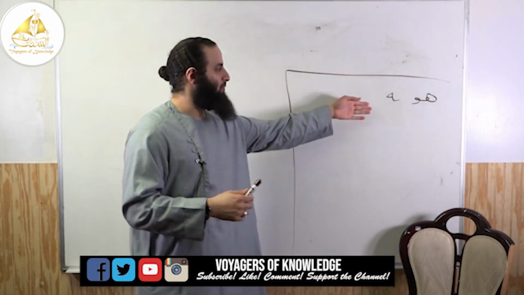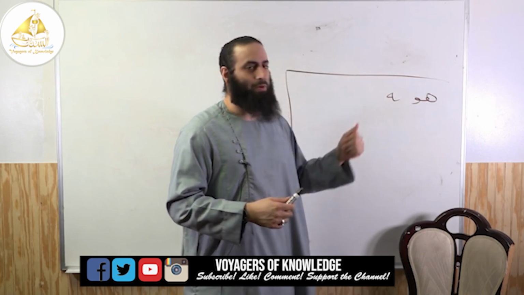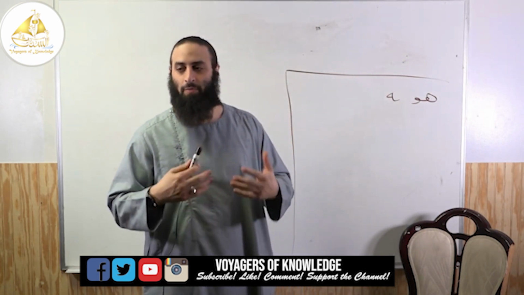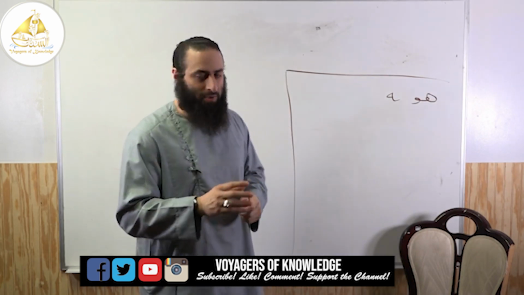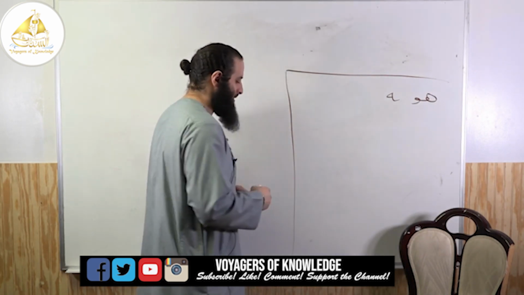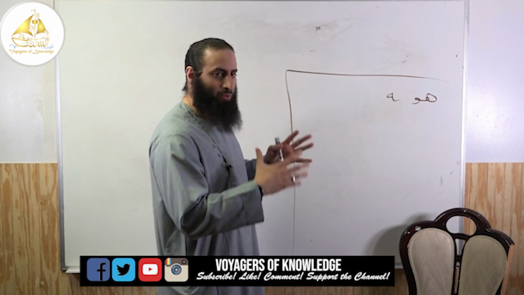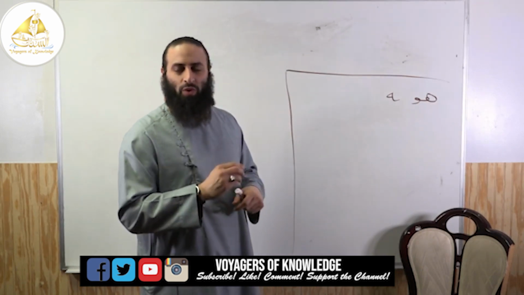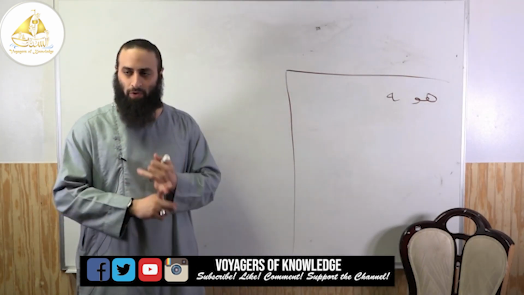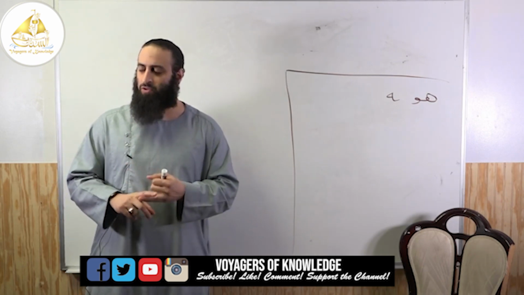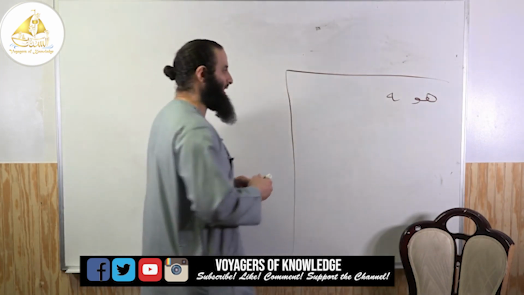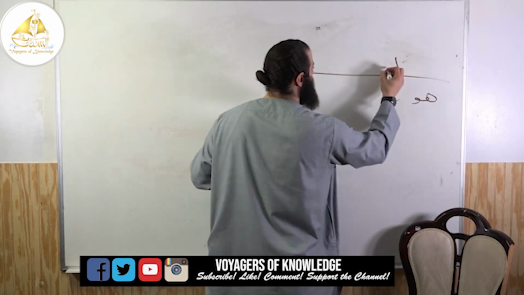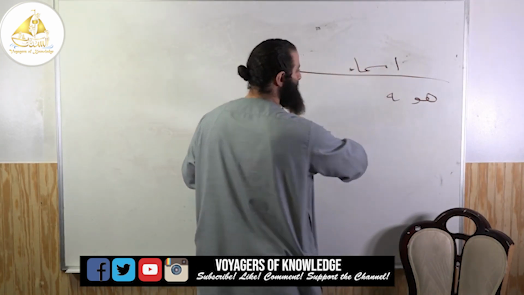So what I wanted to start with was dhamir and dhama'ir, whether they are attached or whether they are separate. There were some inconsistencies in the test where a lot of people were getting confused on which dhamir do I add to a verb and which dhamir do I add to a noun. So let's use these for asma, which are nouns.